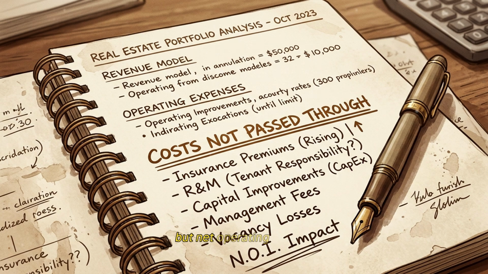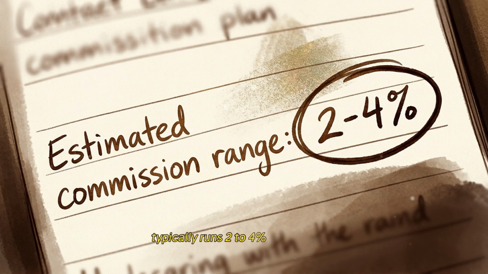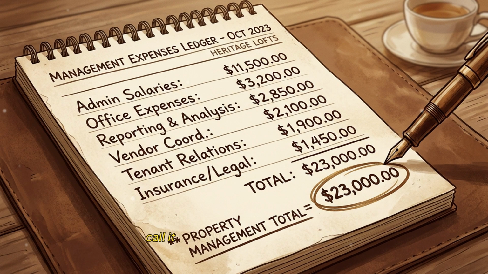But net operating income still requires you to build in the costs that don't get passed through. Property management, even if it's minimal on a single-tenant industrial building, typically runs 2 to 4% of gross rent. Call it $23,000 a year on this building.